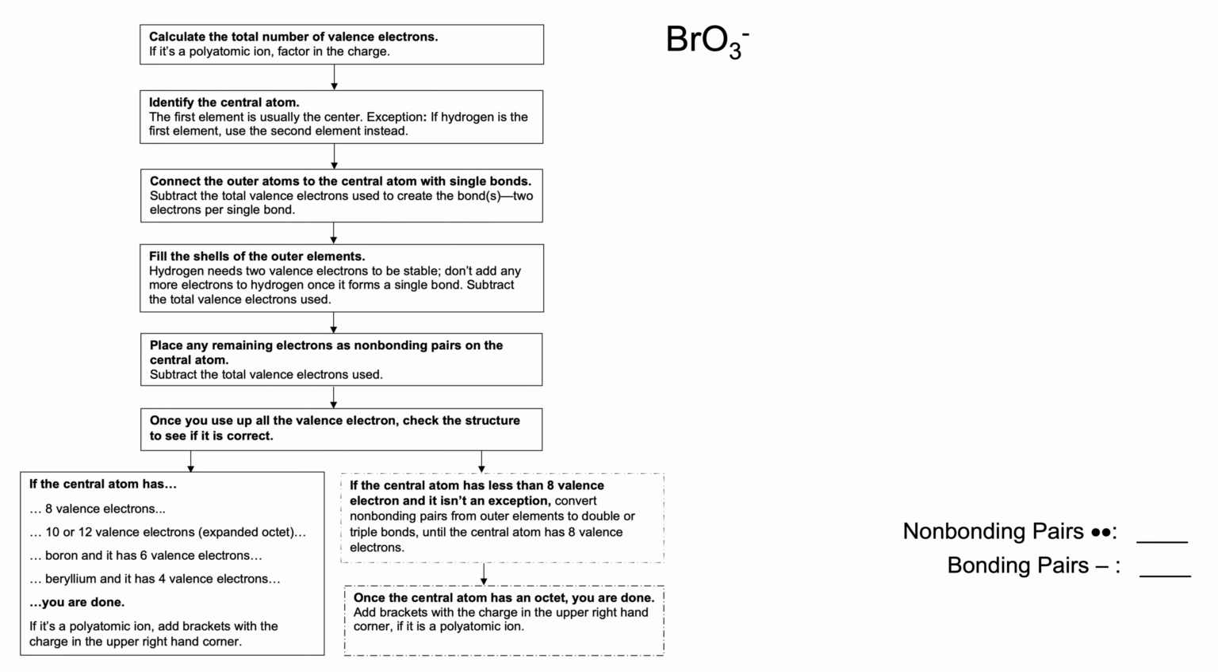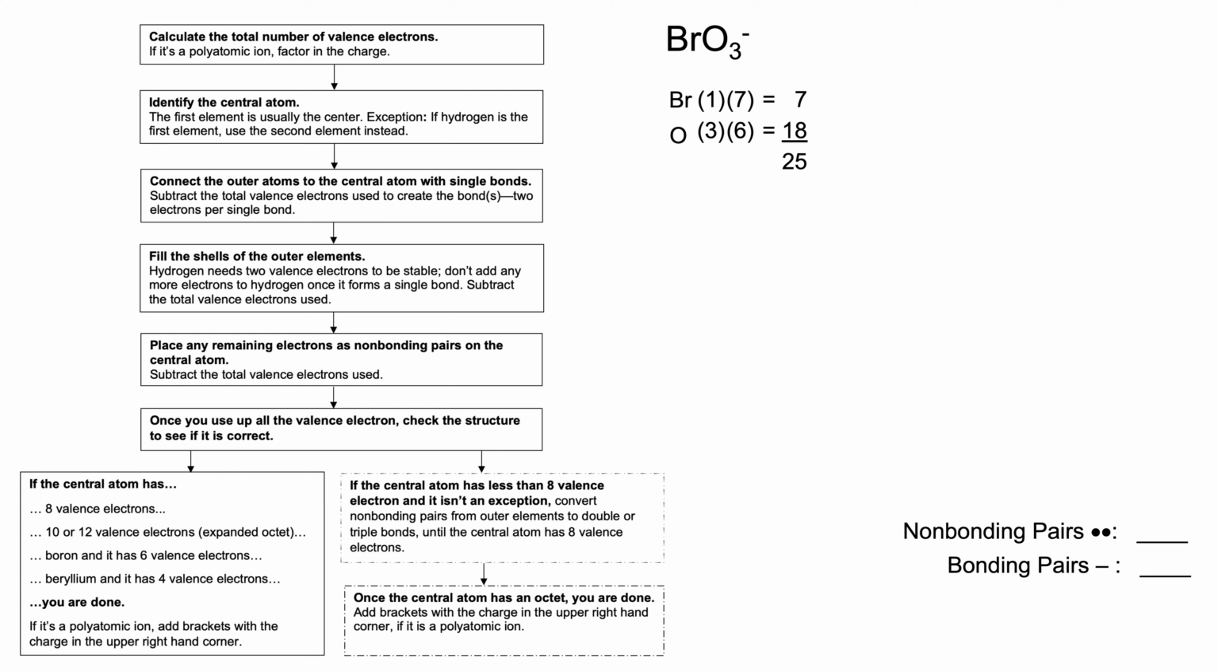I'm going to start off by doing the inventory. There's bromine and oxygen. There's 1 bromine, there's 3 oxygens. Each bromine contributes 7 valence electrons, whereas each oxygen contributes 6. I multiply across and add to get a total of 25.